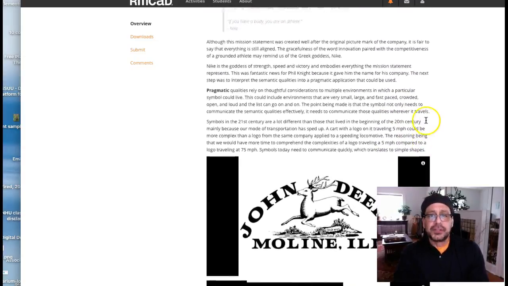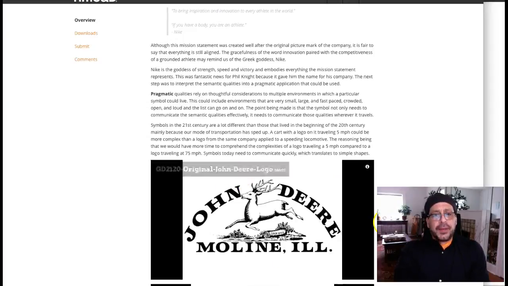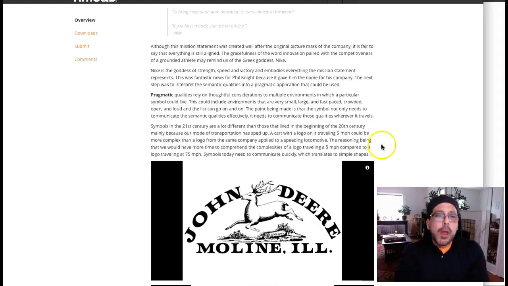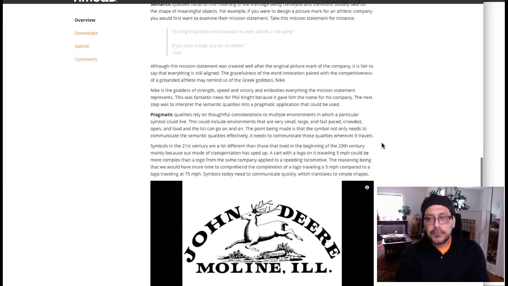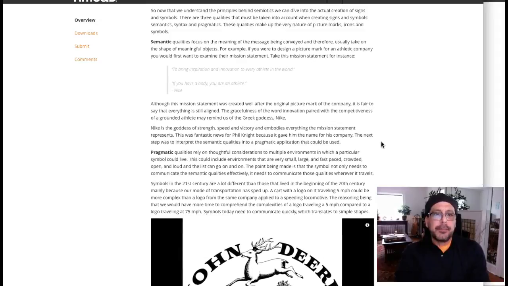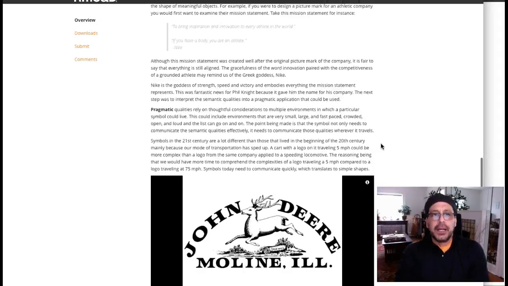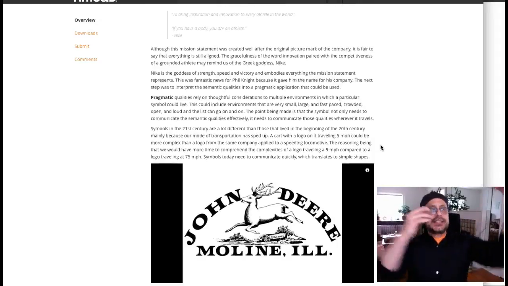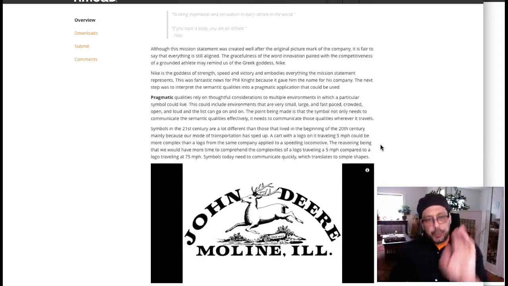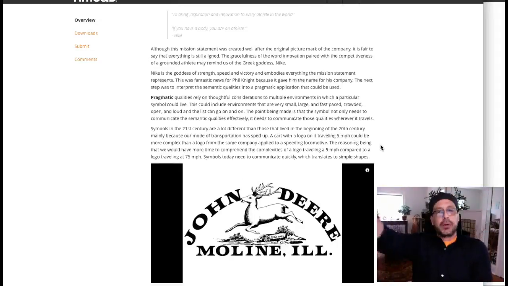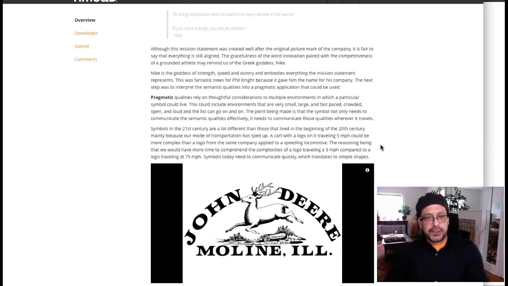Let's take a look at the original John Deere logo. The original John Deere logo by today's standards is not, I want to use this word, okay? Pragmatic. It's not pragmatic, okay? Why is it not pragmatic? Because it doesn't fit into today's life. You put this mark on the side of a truck, you put the truck going by an individual at 60 miles an hour, and they're not going to be able to make this logo out. They're going to see the words, but they're not going to make it out.